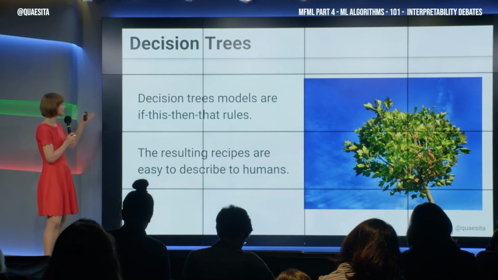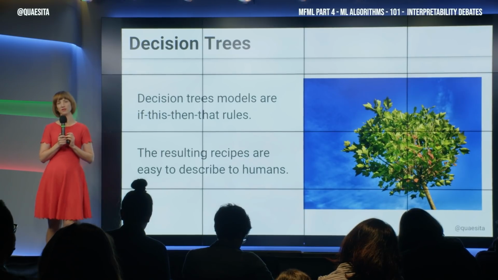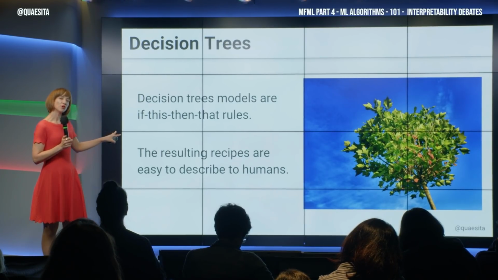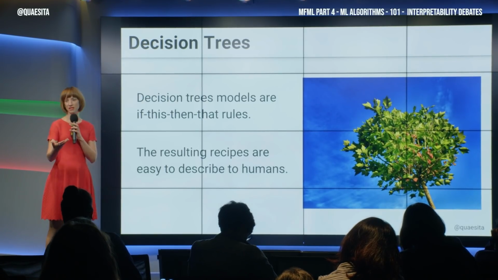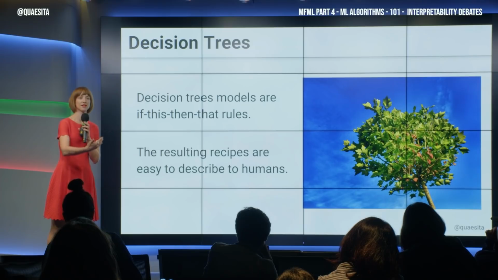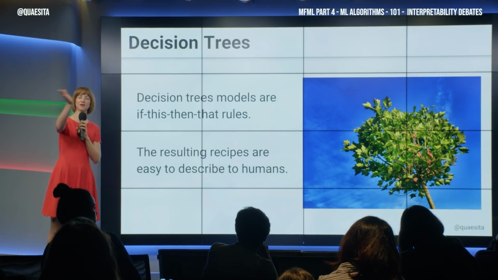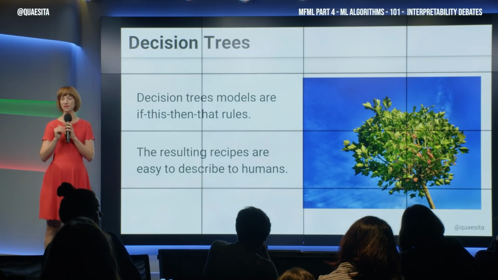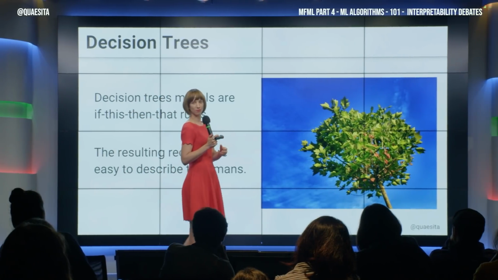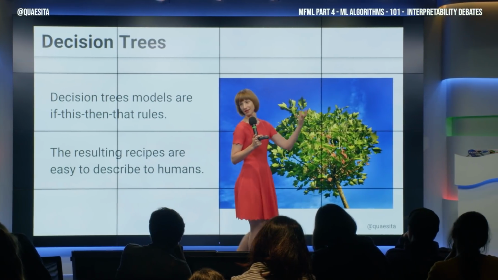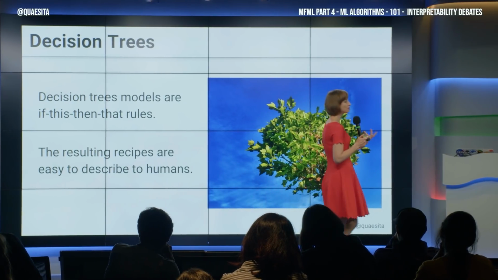Decision trees are if this, then that rules, and the resulting recipes are easy to describe to humans. Notice how I don't say interpret. I'm saying easy to describe. I mean, it's hard to beat if someone asks you, how does this thing make its decisions? I say, well, it's as simple as, is it above 127 minutes or below? Very easy to describe. But please don't interpret them without going and following up in other data and actually checking your interpretation.